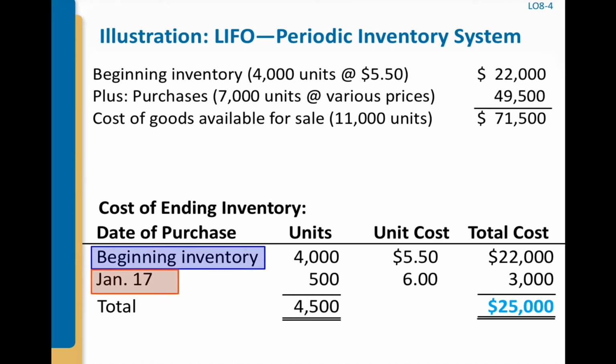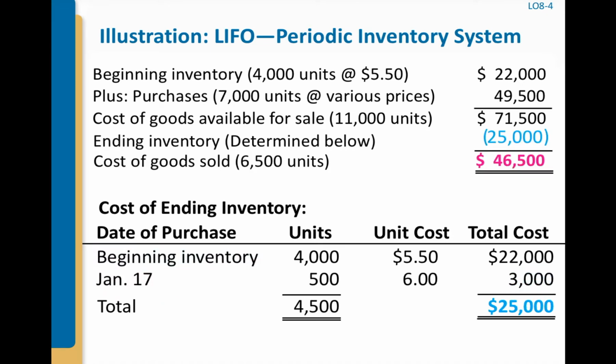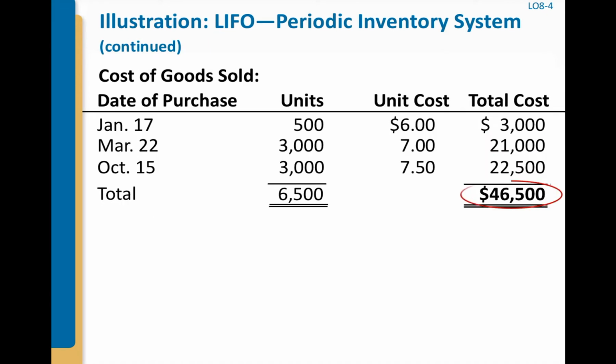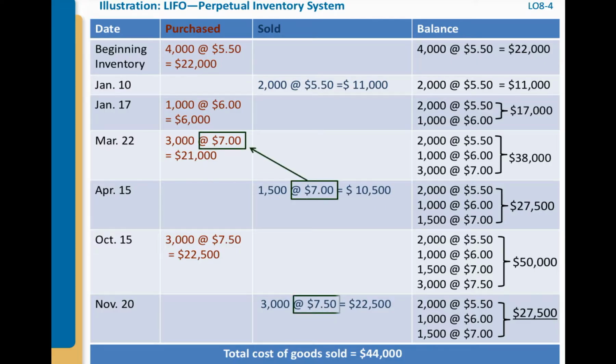Now, if we update as we go, it's going to be different under periodic versus perpetual, but let's look at why.